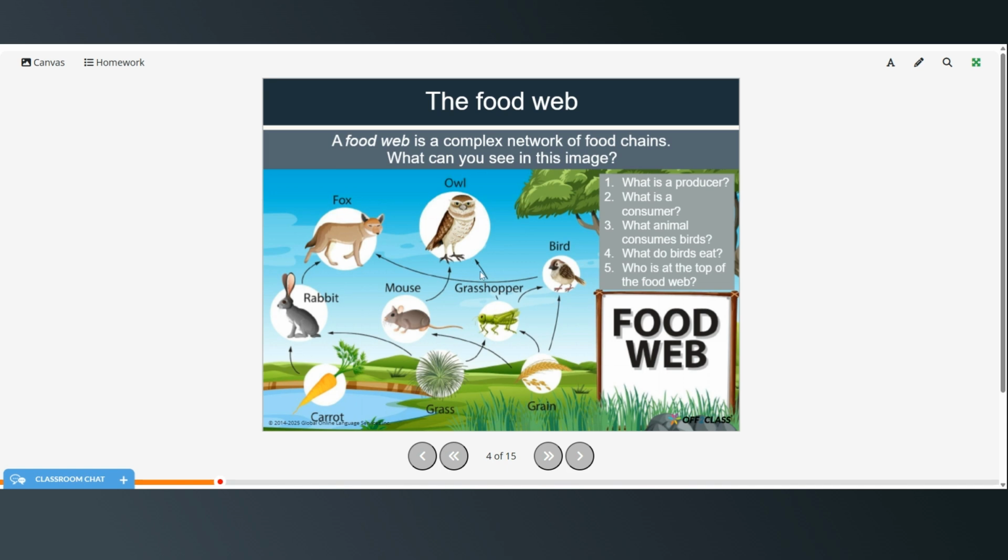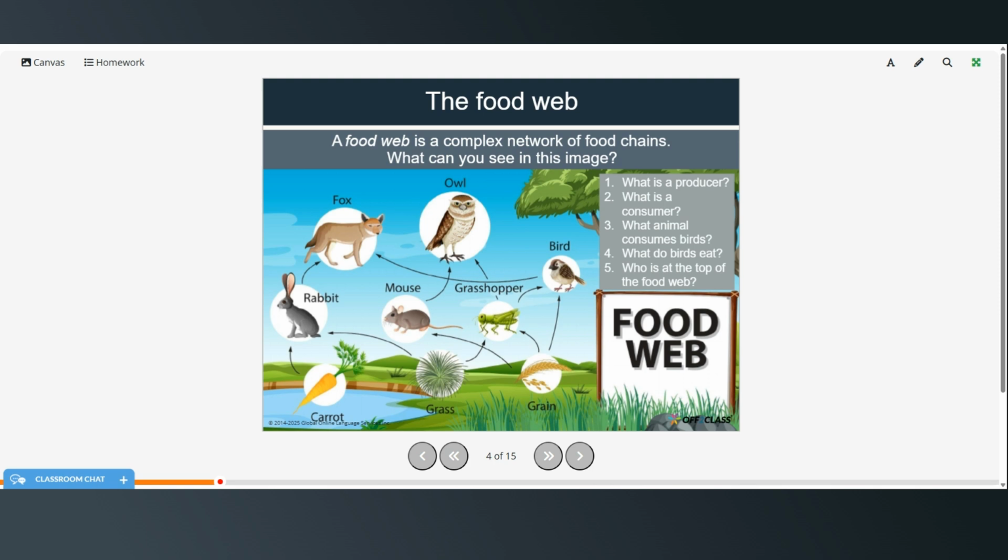So what can we see in this image? So what is a producer? A producer is something that creates something else. What is a consumer? A consumer is an animal or a plant that uses what has been produced, either by eating it or using it to create food for themselves. What animal consumes birds? Well, probably the fox, I would say. That's the only one I think that consumes birds.